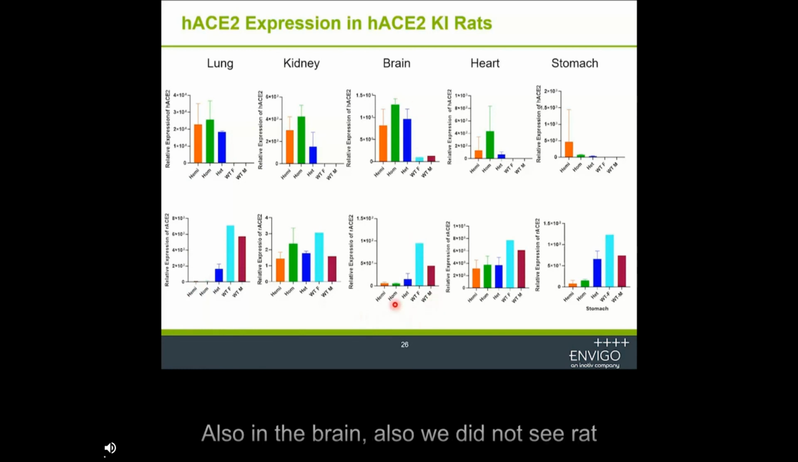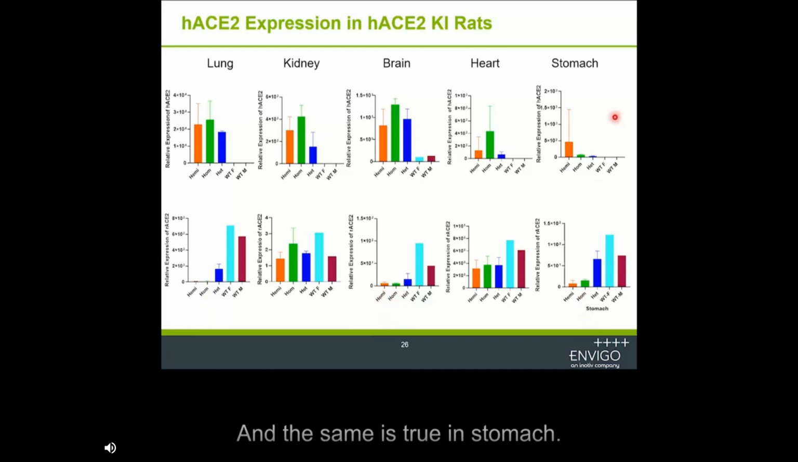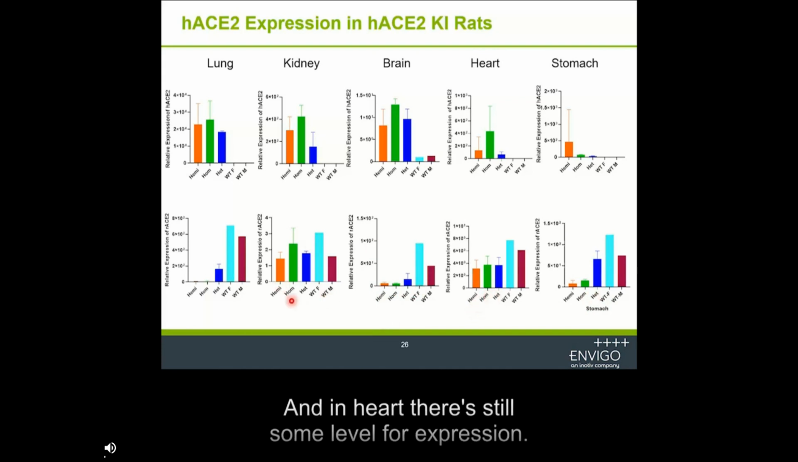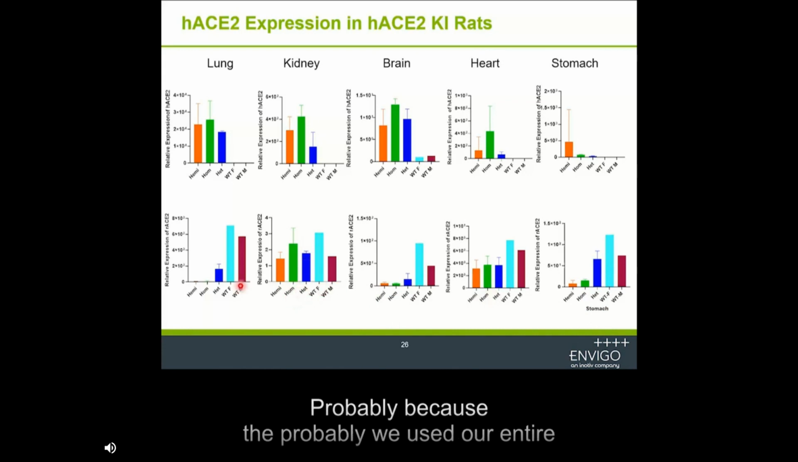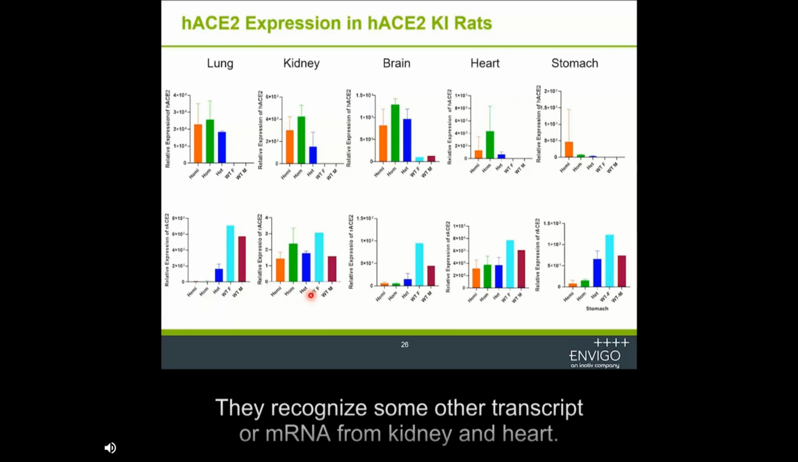Also in the brain, we did not see rat ACE2 expression in hemizygous or homozygous animals, and the same is true in stomach. But somehow in kidney and in heart, there's still some level of expression, probably because the rat ACE2 probe we used is not very specific and could recognize some other transcript or mRNA from kidney and heart.